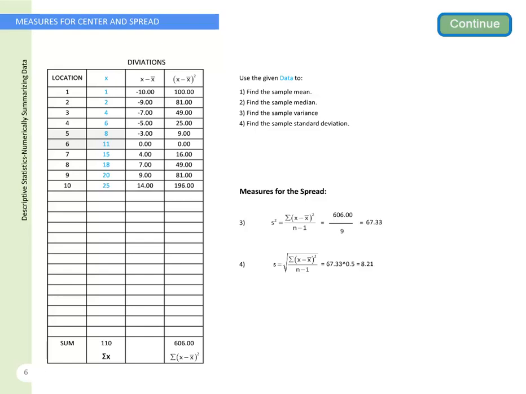By taking the square root of the variance, you get the sample standard deviation. The symbol for the sample standard deviation is S. Please note that the standard deviation is measured in the same units as the original data. In this example, the sample standard deviation is equal to 8.21 hours. We'll learn how to interpret the sample standard deviation shortly.